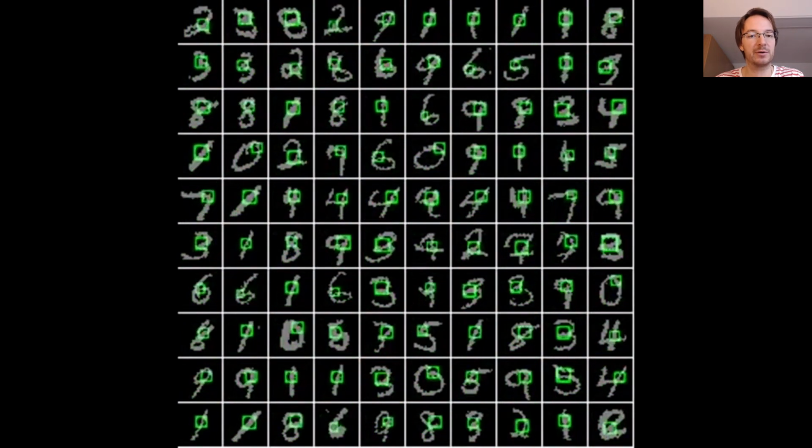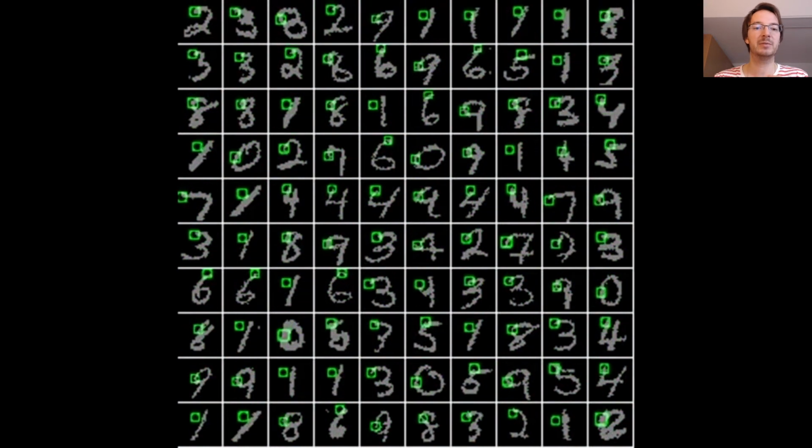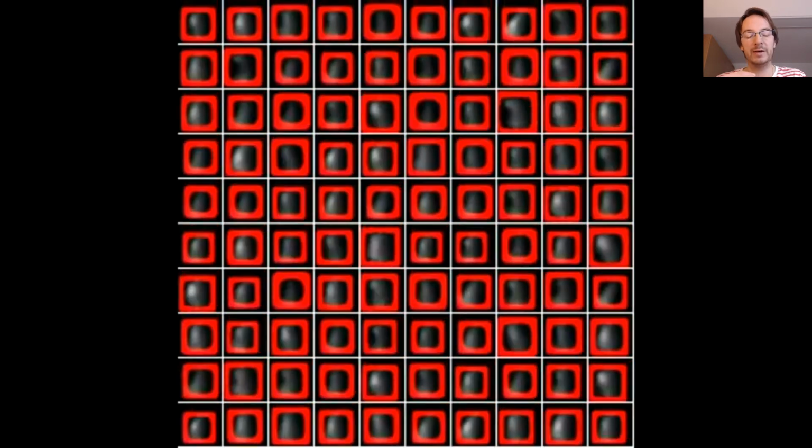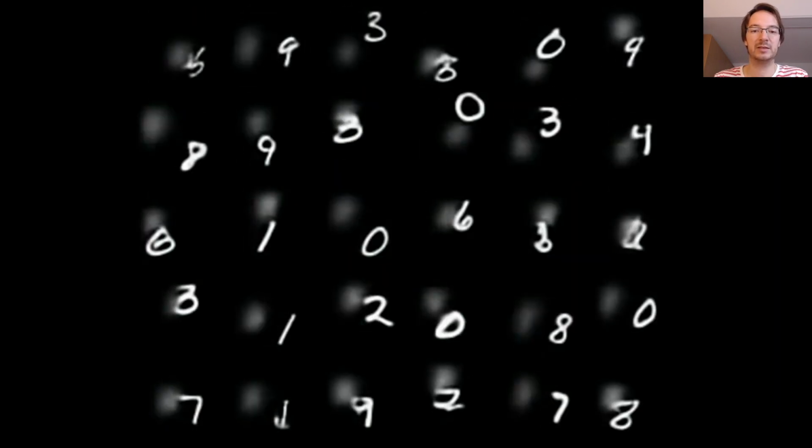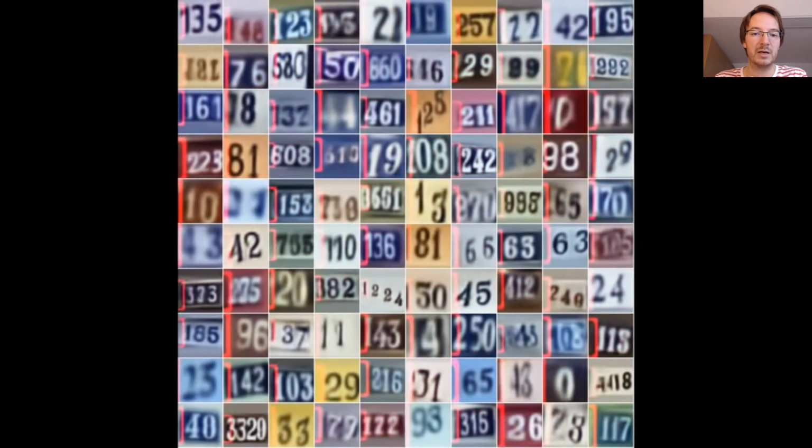Here's a little video. So this model can be used both for recognizing numbers, for sequentially processing images to classify, as well as for generating images, in this case of the MNIST dataset, or of a variant of the MNIST dataset with 2 digits, or of the Street View house number dataset.